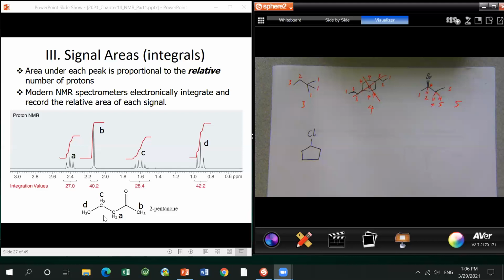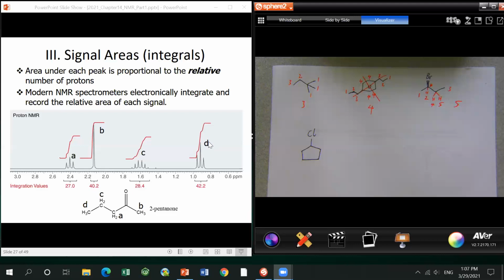For the integration of the individual signals, it is proportional to the area. For A, 2 protons, B 3 protons, C 2 protons, and D 3 protons, and then we look at their integration ratio: 23, 27, 40, 28, and 42, a relative ratio of 2 to 3, 2 2, and then 2 3.